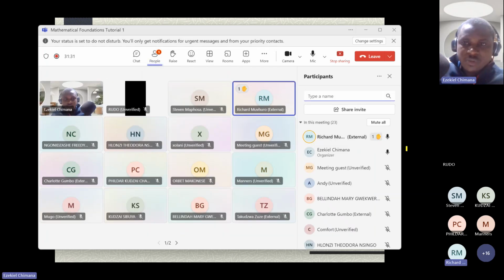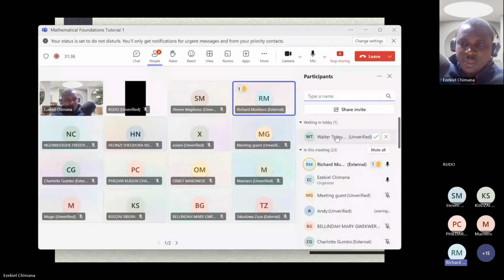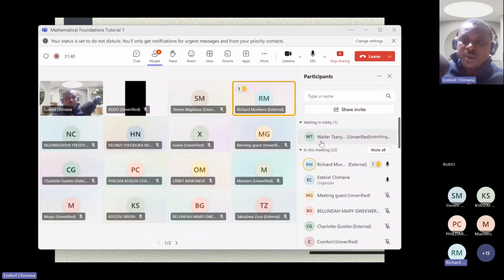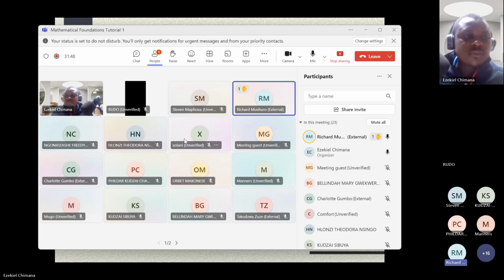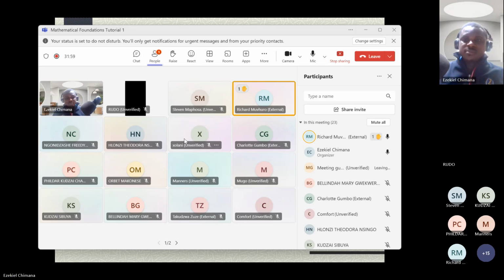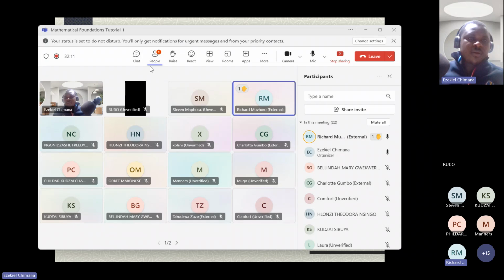Yes, sir. I didn't quite understand the difference between a subset and a proper subset. I heard you say for A to be a subset of B, all members of A should also be in B. Then for a proper subset, I didn't get the difference.